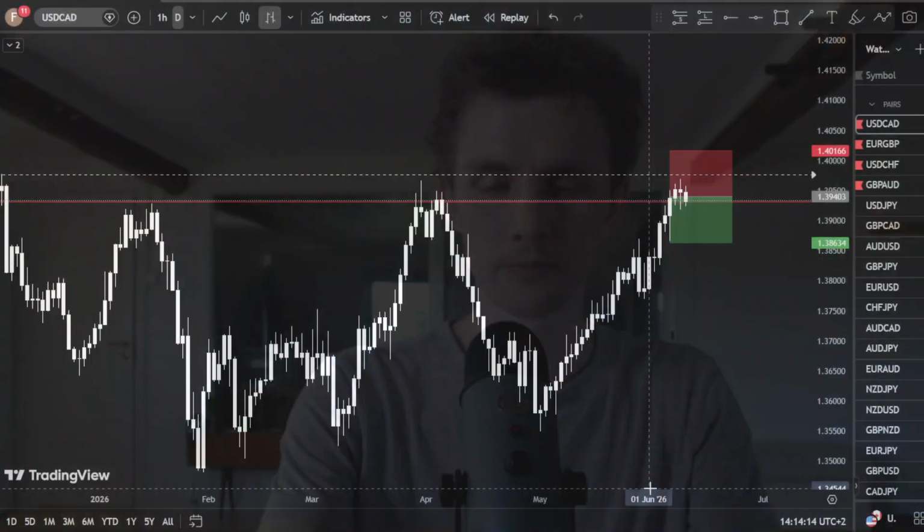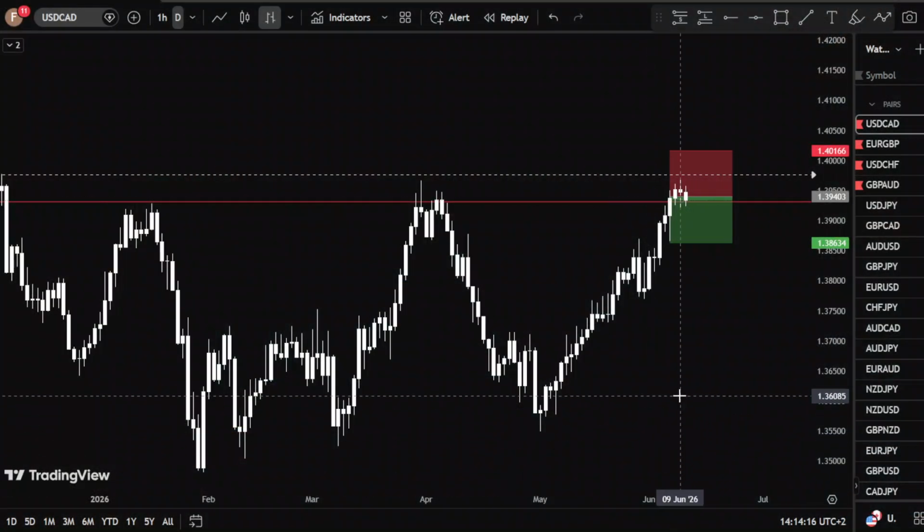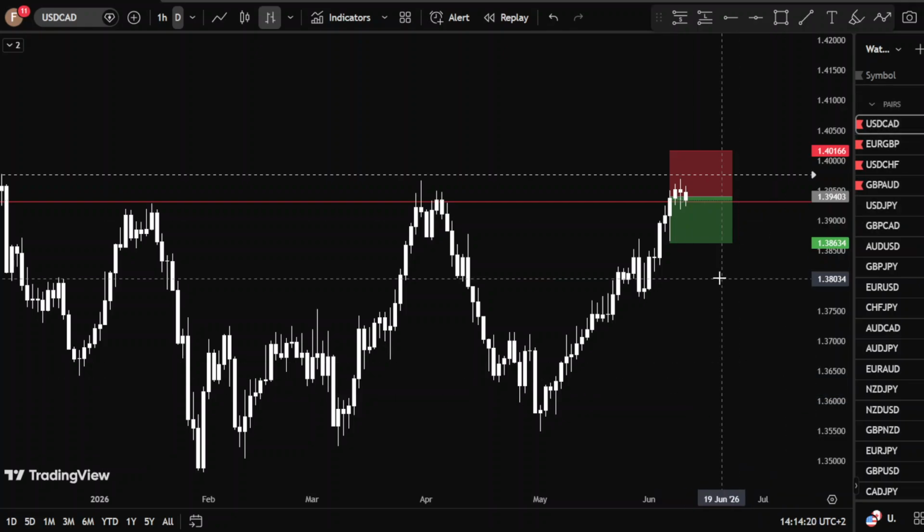But I don't want to overcomplicate it. I just want to show you the charts and go through the setups, so that maybe if you want to take them, then you have a possibility to do it. But yeah, let's go to the chart and I can show you what I'm talking about here. Okay, so we are in USD CAD.